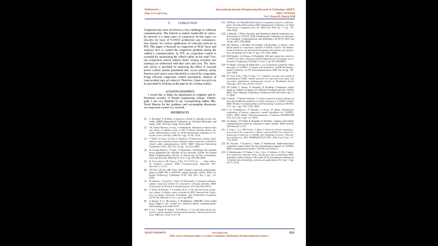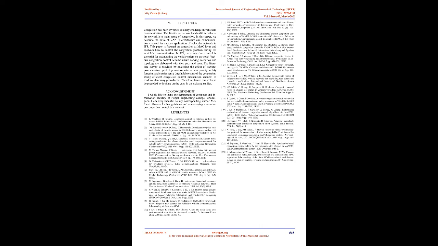Conclusion. Congestion has been a key challenge in vehicular communication. The limited or narrow bandwidth in the vehicular network is a main cause of congestion. In this paper, we describe the basics of VANET architecture and communication channels for various applications of vehicular networks in ITS. This paper focuses on congestion at the MAC layer and analyzes how to control the congestion problem during vehicle communication. In ITS, congestion control is essential for maintaining vehicle safety on the road. Various congestion control schemes under varying scenarios and topologies are elaborated with their pros and cons.